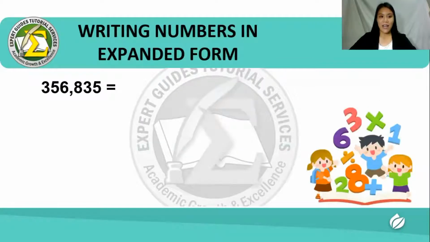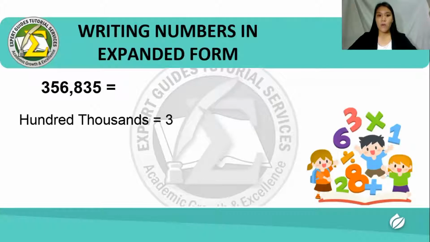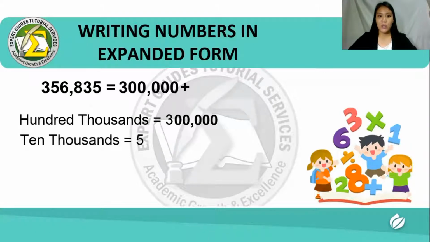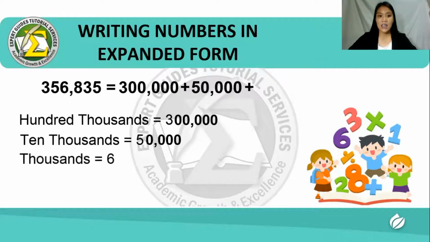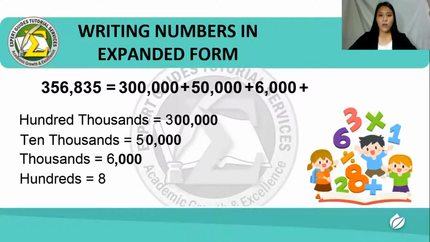We have 3, 5, 6, 8, 3, 5, like the number a while ago. So 3 is in the 100,000's place value. We simply add 5 zeros, so that gives us 300,000. Plus, in the 10,000, we have 5, so we simply add 4 zeros. That gives us 50,000. In the 1,000's place, we have 6, so we simply add 3 zeros. That gives us 6,000. Then, we have 8 in the 100, where we simply add 2 zeros. So adding these 2 zeros gives us 800.